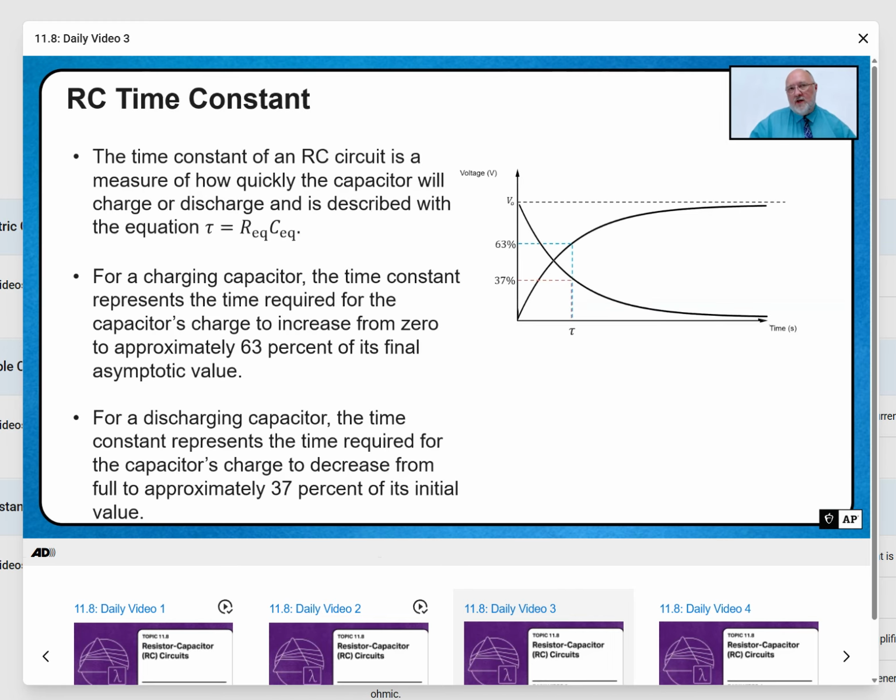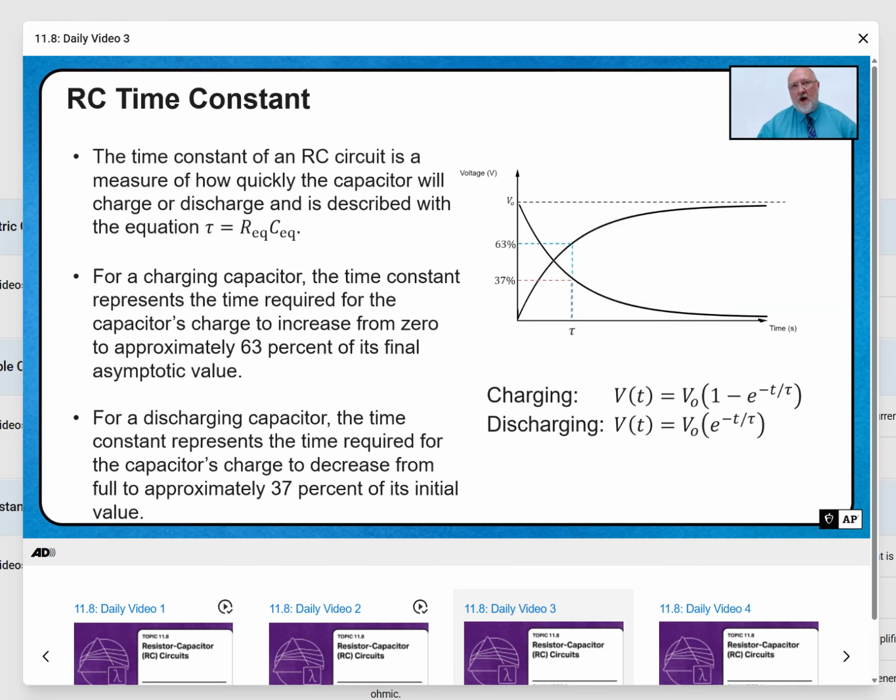What I'm about to tell you is not strictly speaking part of physics 2. It's actually just a smidge, about a centimeter past the end of physics 2, but it will help you understand these two percentages. This is the equation that governs the voltage across the capacitor as it's charging, and this is the equation that governs the voltage across the capacitor as it's discharging.